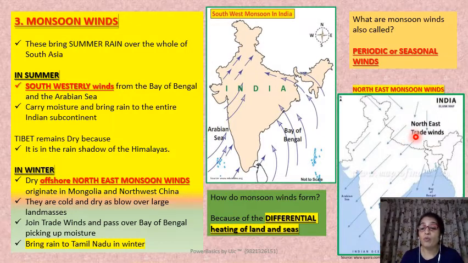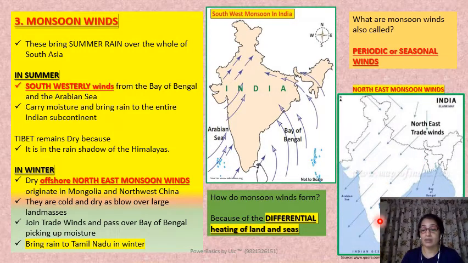How do they get their moisture to bring rain in Tamil Nadu? Where do they pick up the moisture from? They blow from the north, from Tibet and northwest China. They're dry, very cold monsoon winds. When they blow over the Bay of Bengal, they pick up moisture and then they come and have rain in Tamil Nadu.